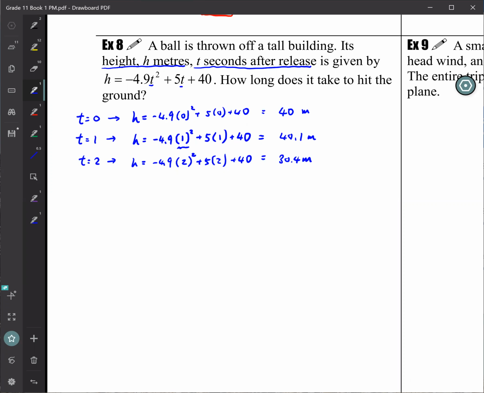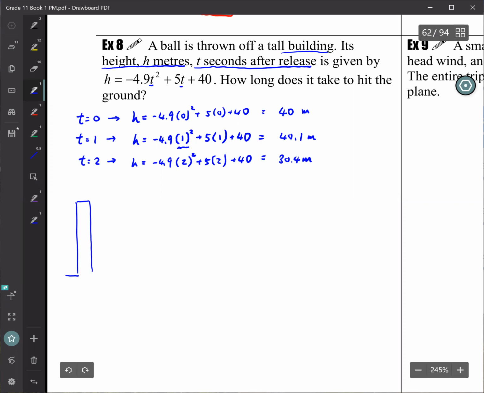So let's make a picture to show you what's going on here. So you have a building, right? So building here. All right, here's the ground. And then this guy is throwing the ball, right? At the beginning, it was 40 meters, right? So the ball starts from here, 40 meters, and it will go up first, right? And then go down.